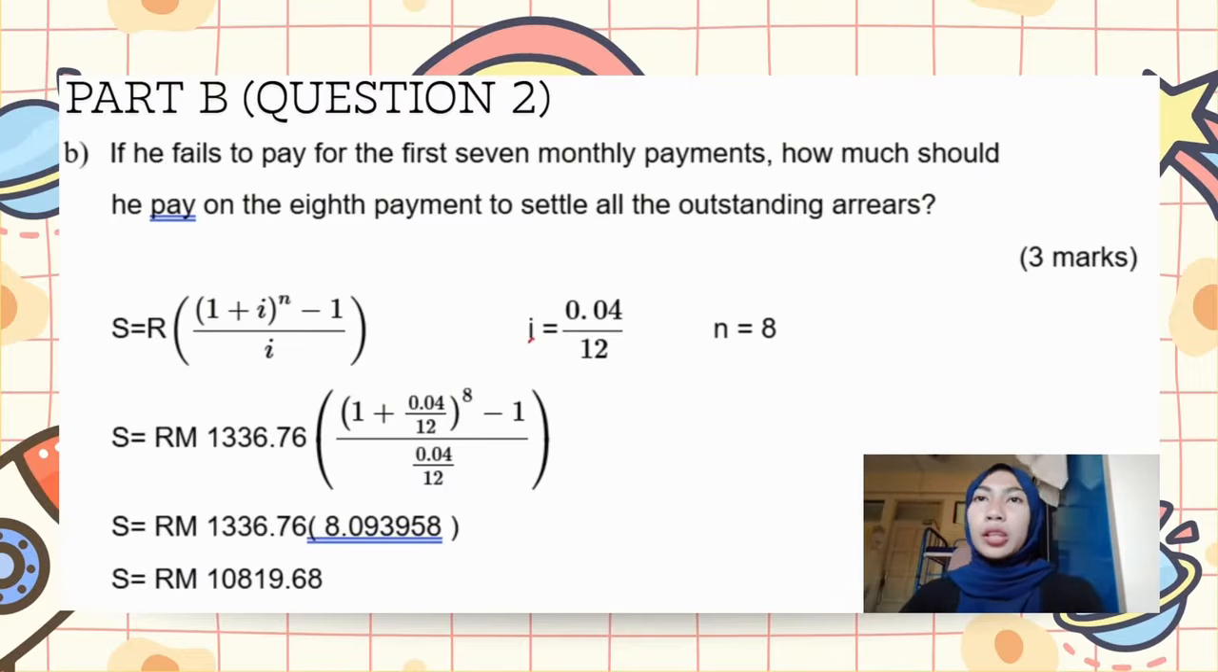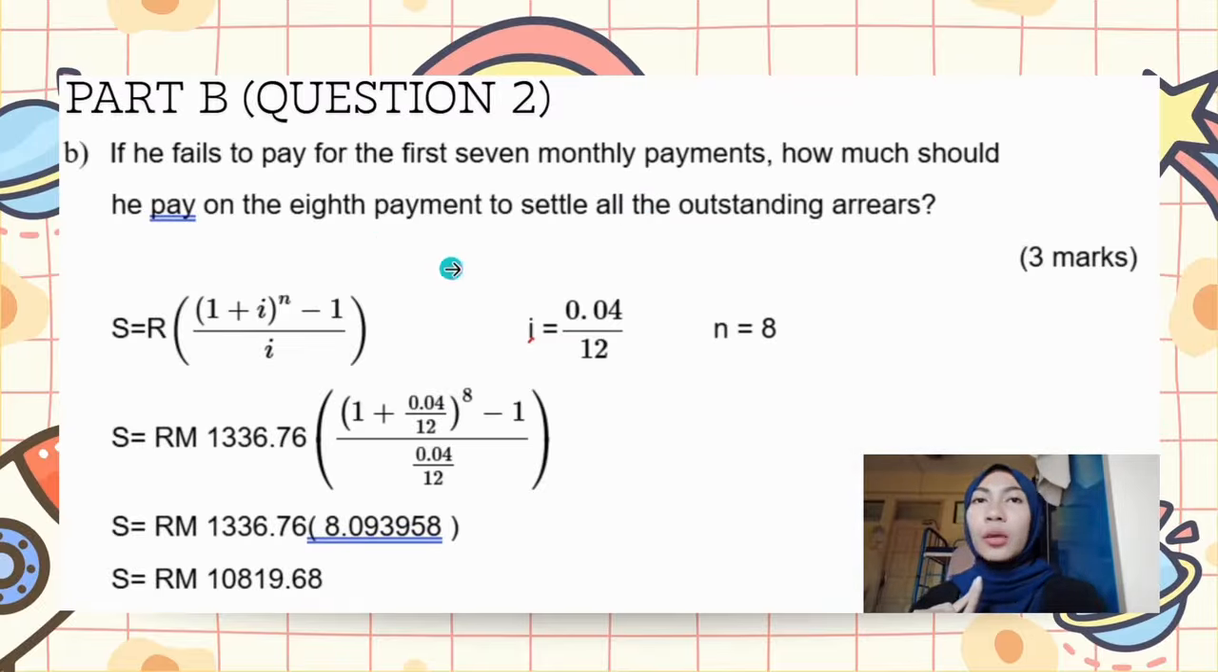Question B. If he fails to pay the first 7 monthly payments, how much should he pay on the 8th payment to settle all the outstanding arrears? So the information says fails or missed payment, so we must use future value. So i equals 0.04 divided by 12 and n equals 8, because we want to find the amount at the 8th payment. If you can see, the formula is already there. So I just apply the numbers directly into it.